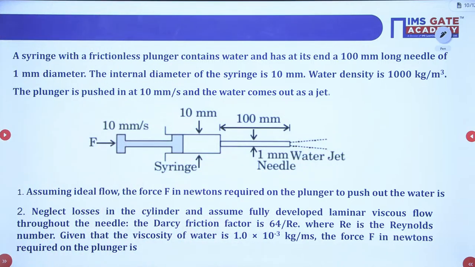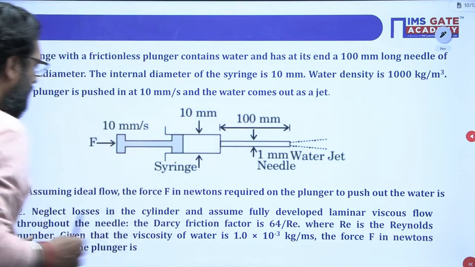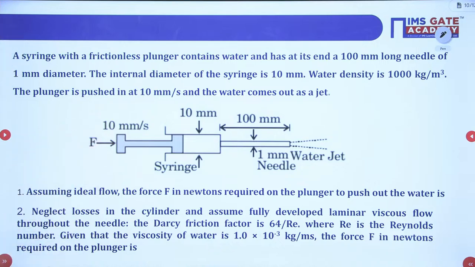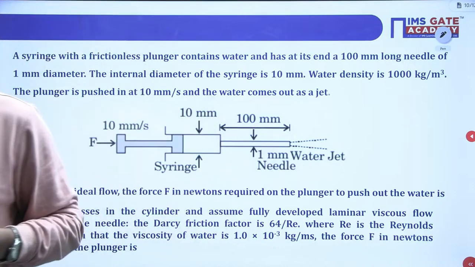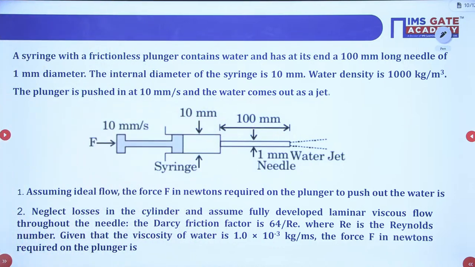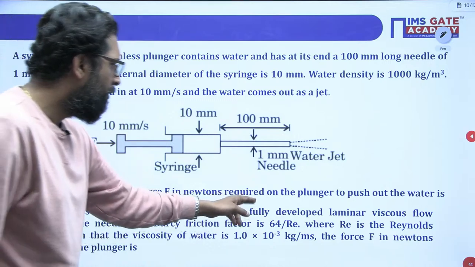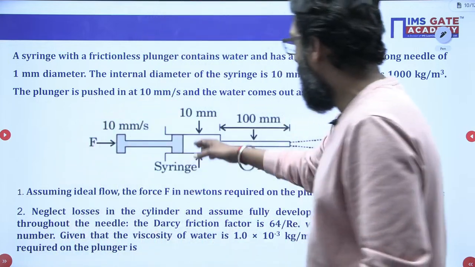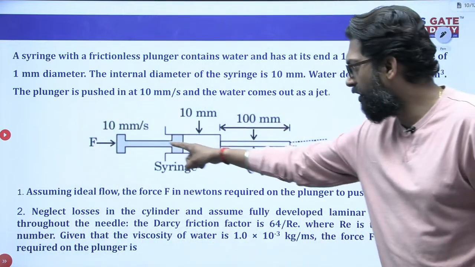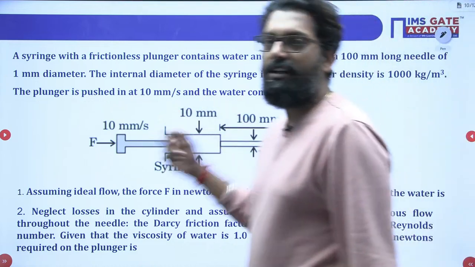First question, assume ideal flow. That means the fluid is flowing, and that flow is assumed to be ideal. If you assume the flow is ideal, what is the force required in Newton? Second, neglect the loss in the cylinder. There is no loss in the cylinder, and assume fully developed laminar viscous flow. First case, assume ideal flow, and what is the force required on the plunger? Second, assume viscous flow, and what is the force required?